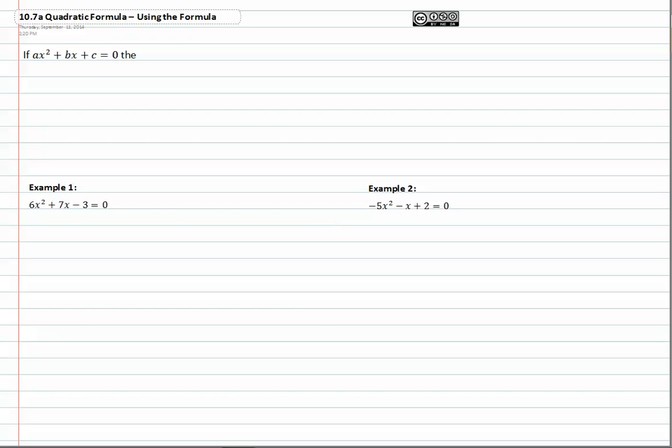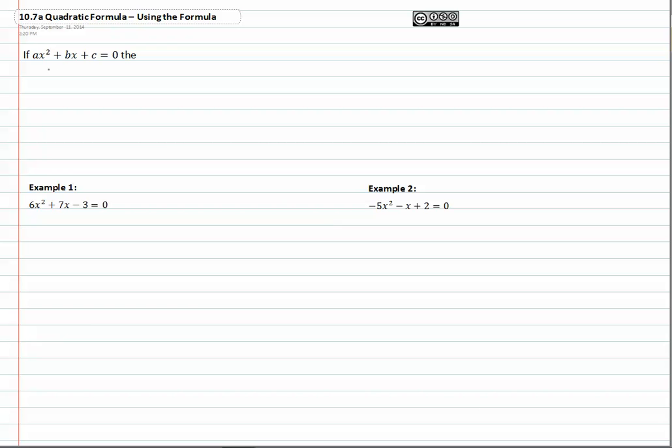In the past, you may have used factoring using trial and error or the AC method, or maybe even some other method. But in this video, we're going to use a formula to find the values for x in a quadratic equation.